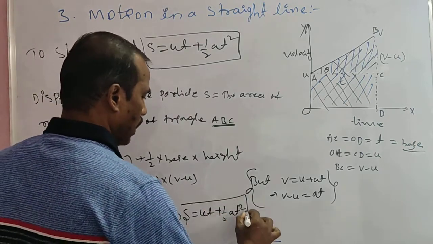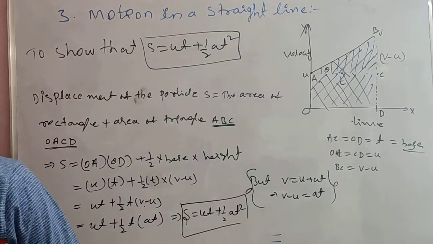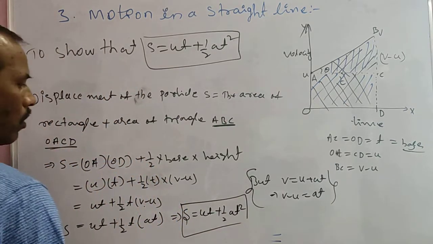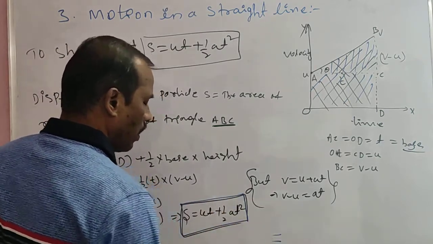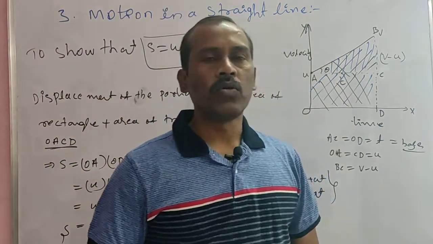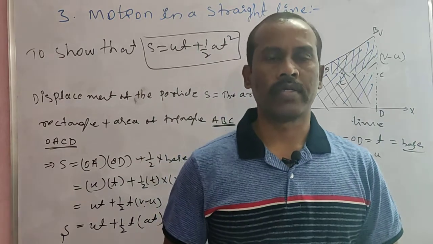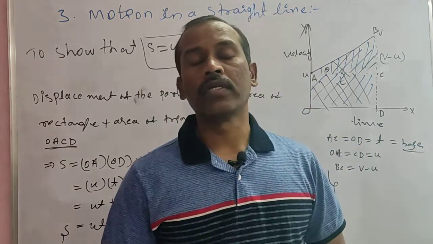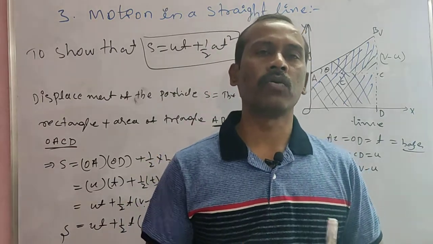This is the second kinematic equation of the particle. Next one, v square minus u square is equal to 2as. This equation gives the general method.